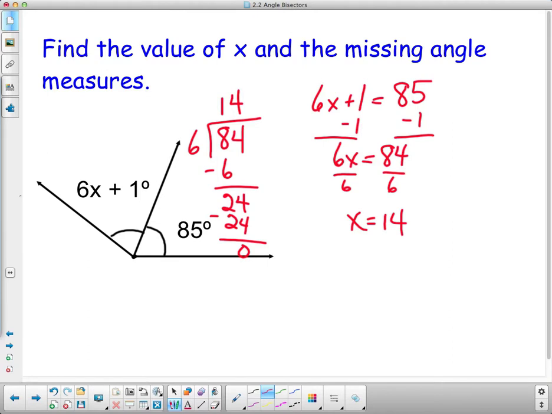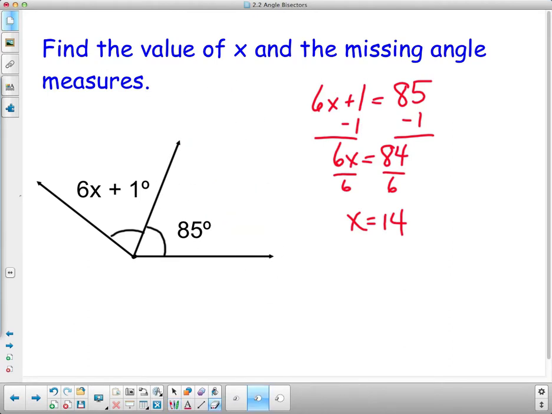So looking at the directions, let me get rid of my division part here. It says find the value of x, we just did that, and the missing angle measures. Okay, so this angle's missing. What's this one going to be? What's 6 times 14 plus 1? 85. It better be 85. That's what we planned out. And what if I asked you for what the whole big angle is? 170. You would just add your 85 and your 85 together.